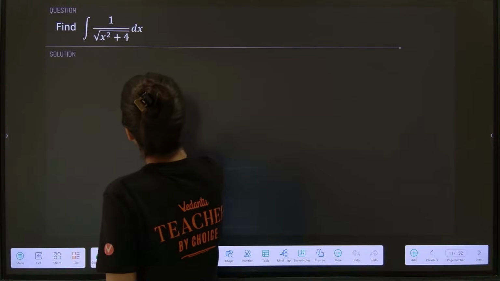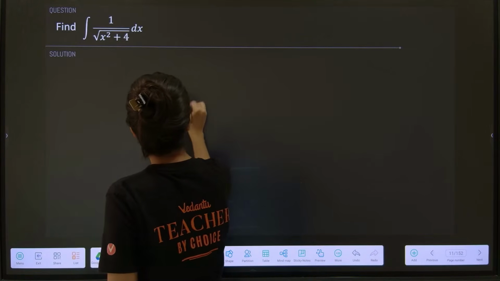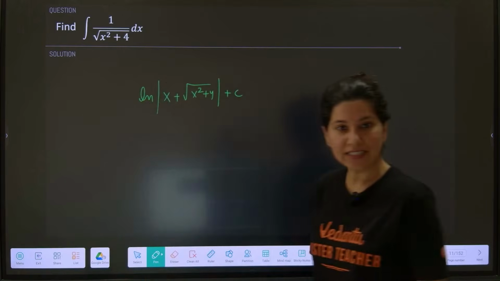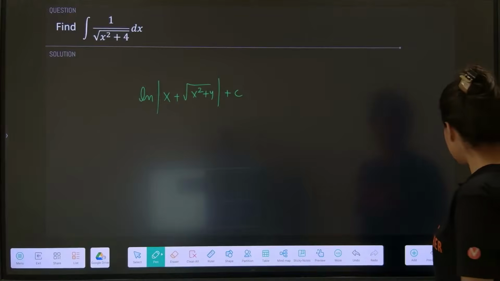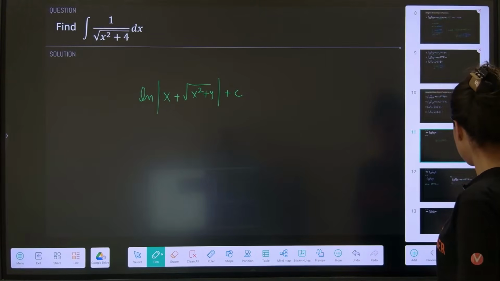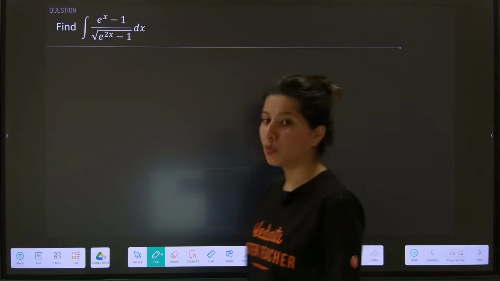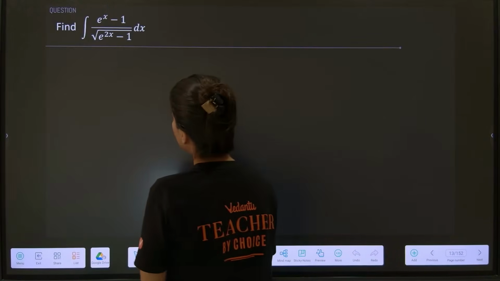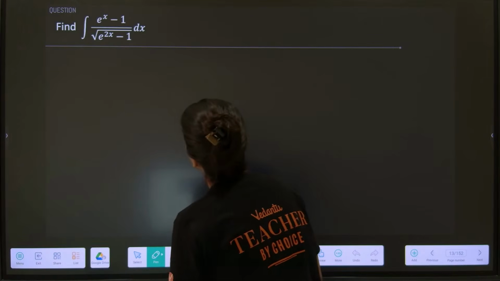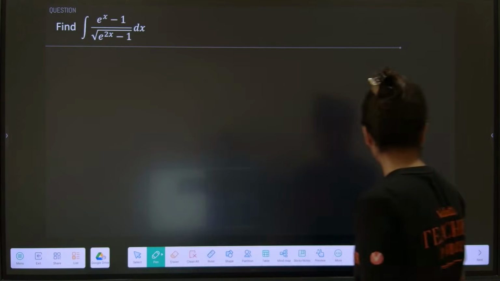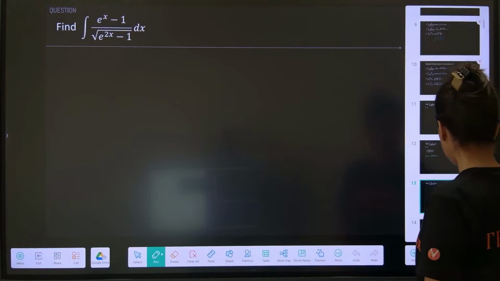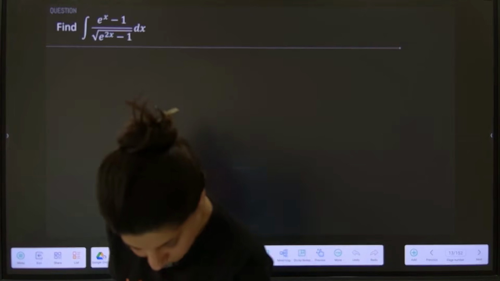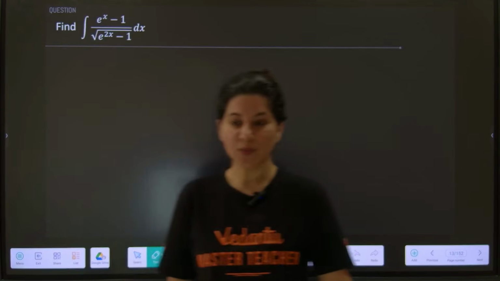Okay. Now this. Find this. So very easy, ma'am. Log of mod of x plus square root x square plus 4 plus c. Done, done, done. Not a very difficult thing, right? Okay. All right. What about this now? e power x minus 1. Think about it. How will you solve it? Just tell me what will be your first step.